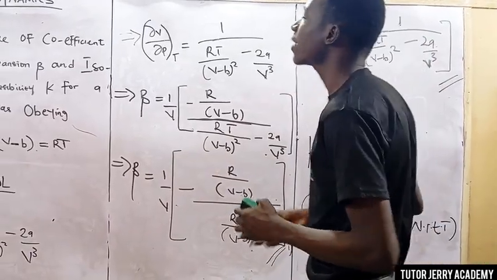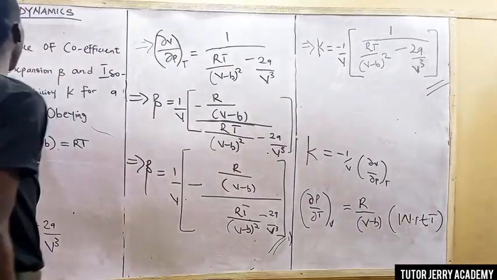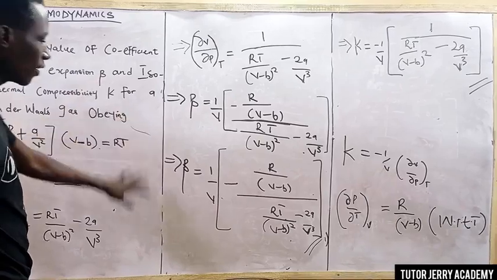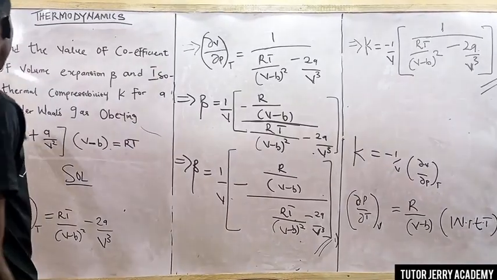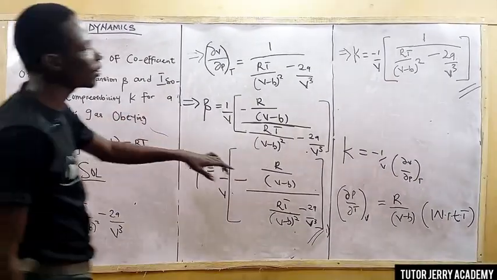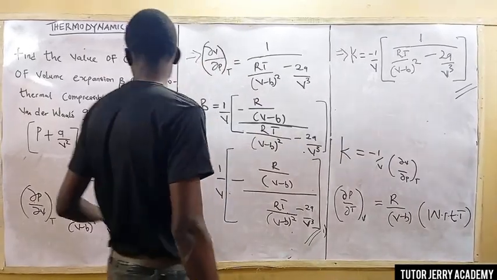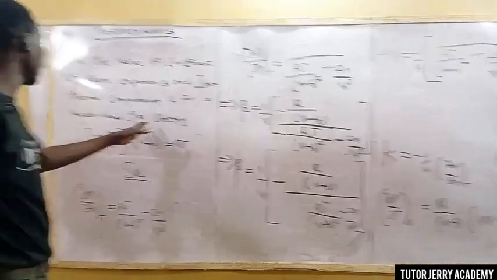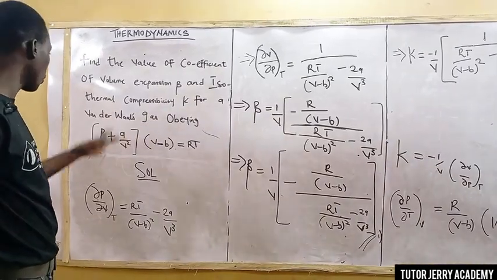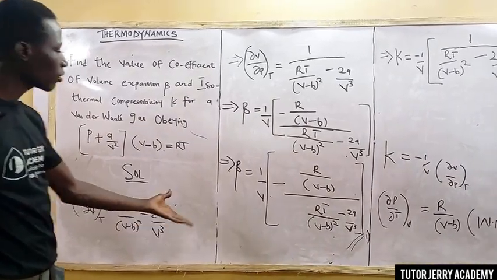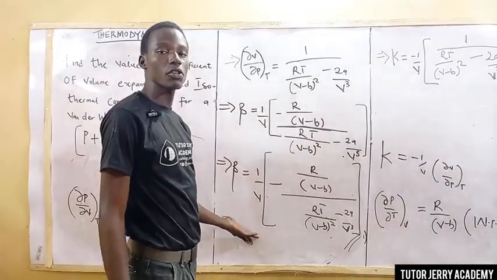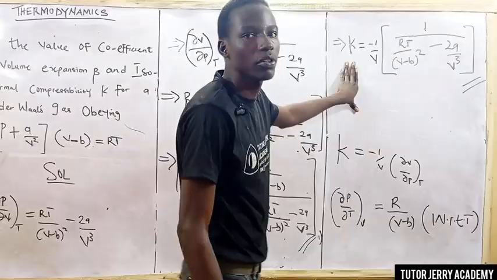So it implies that the value of our coefficient of volume expansion beta is this, and the value for our compressibility factor K is this. So it means that for a van der Waals gas obeying this relation, this is the value of the volume expansion, and this is the value for the compressibility factor.